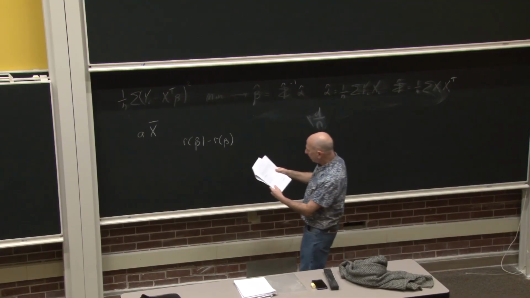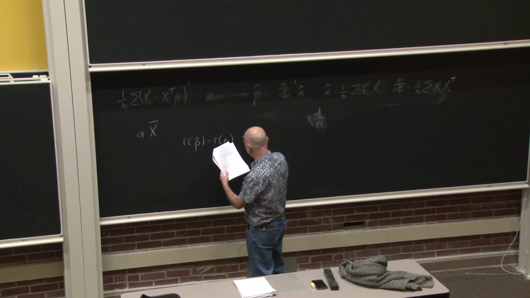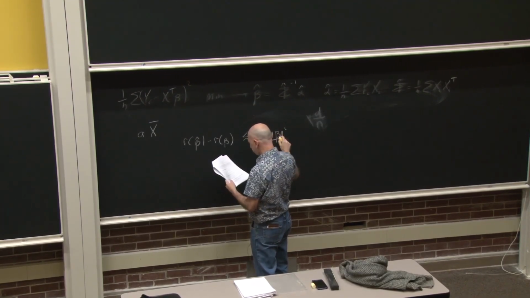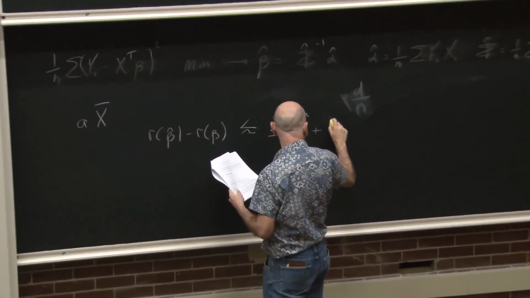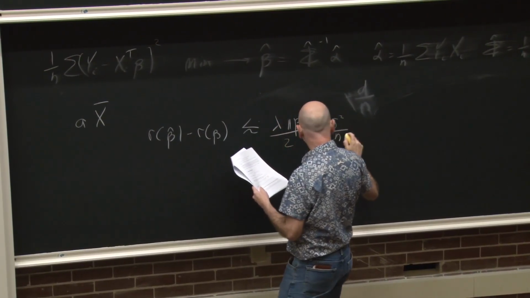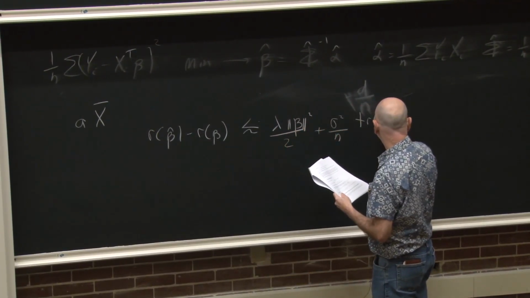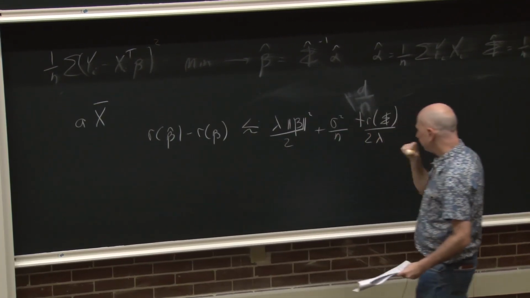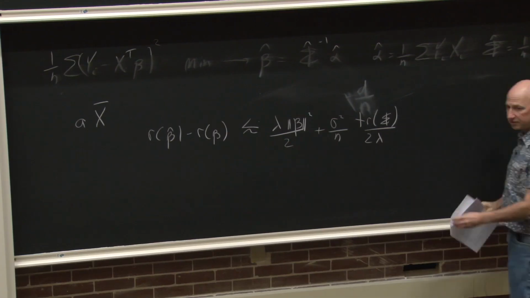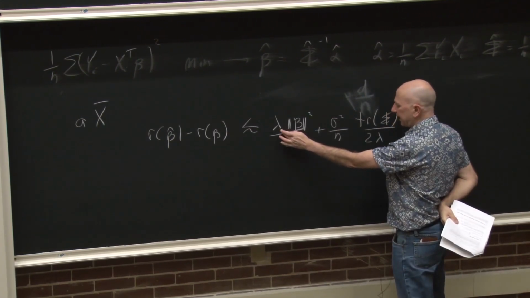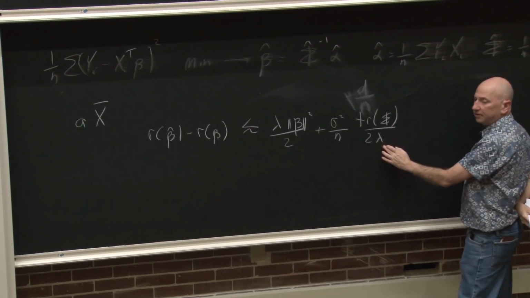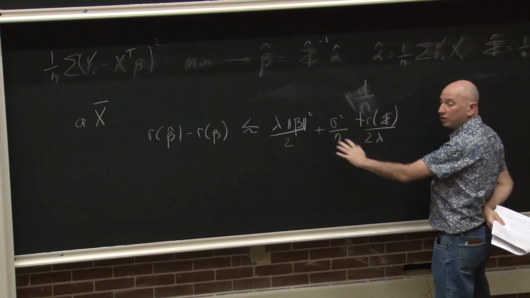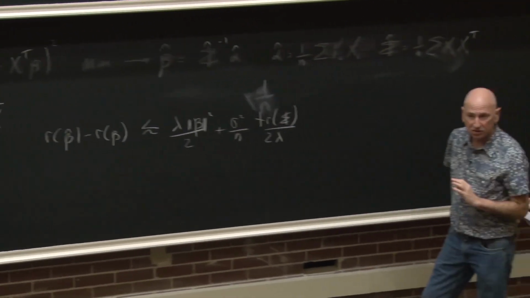And you can see it looks kind of complicated, but let me just pull out the main terms here. It's lambda beta squared over 2 plus sigma squared over n trace of sigma over 2 lambda. So what you're seeing here is kind of the bias-variance trade-off. You see a lambda is upstairs here and a lambda is down here. And so you could ask, what is the best lambda? Well, you could just minimize this over lambda.